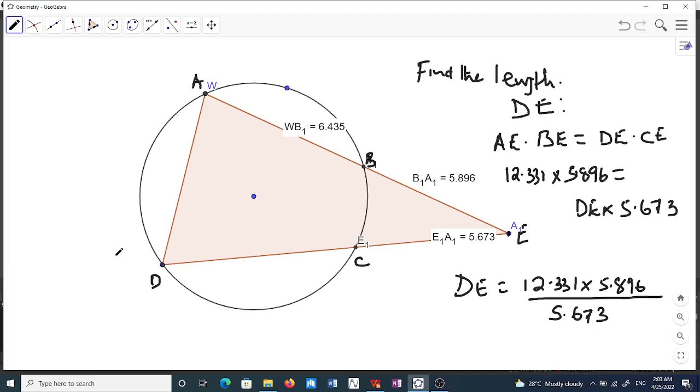Then what do we get? DE is equal to 12.82 centimeters. So that is how you can solve questions using this particular relationship. Now we move to the third relationship, where we are going to have a secant and a tangent meeting externally.